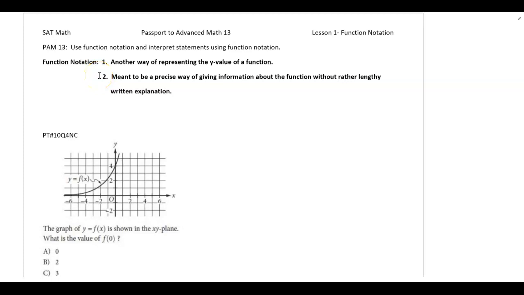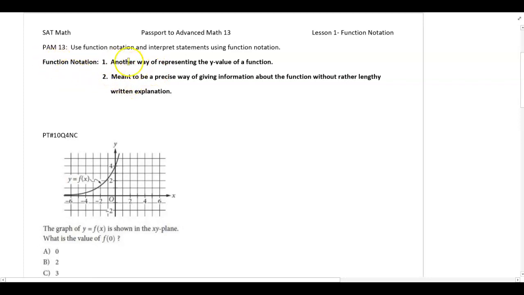Okay, now we're moving on to Passport to Advanced Math. So this is lesson 1, which is function notation. This is Passport to Advanced Math 13, which is use function notation and interpret statements using function notation. So you guys all hit function notation a lot freshman year.